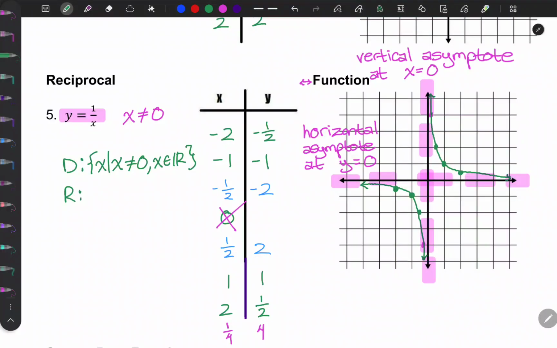Similarly with our range, y such that y is not equal to 0, and aside from that, y is an element of all real numbers.